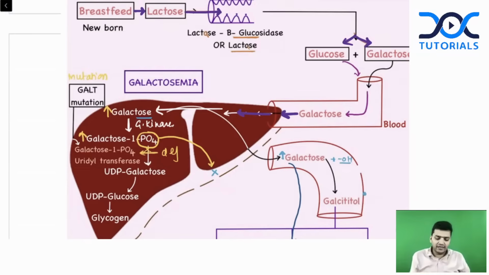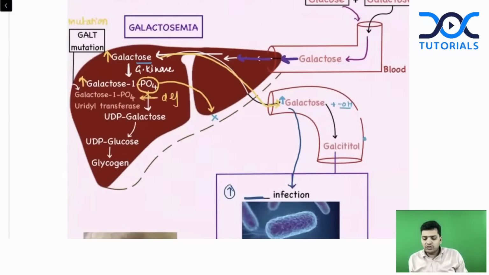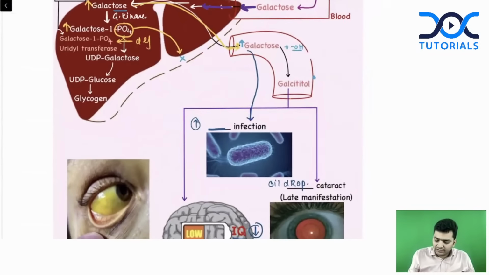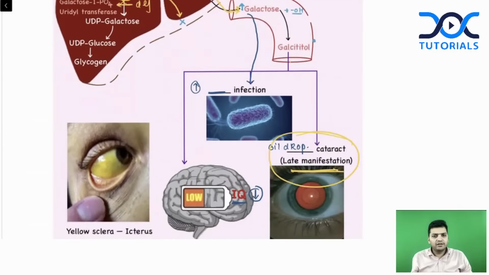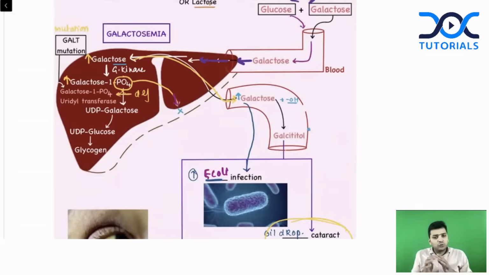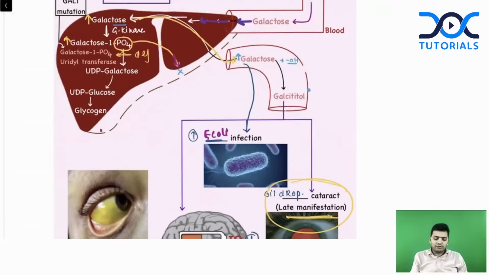And the second thing that happens is this galactose, which is increasing, will come out here. This galactose can convert into galactitol, and this galactitol can deposit in the eye, which will lead to oil drop cataracts. Galactose also increases the risk of E. coli infection if there is more galactose. Plus, because this galactose 1-phosphate accumulated in the liver, slowly the liver will become big and damaged. So the patient is going to develop icterus, there is going to be jaundice.